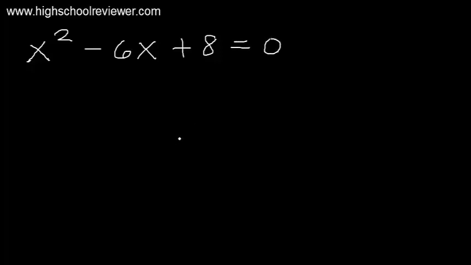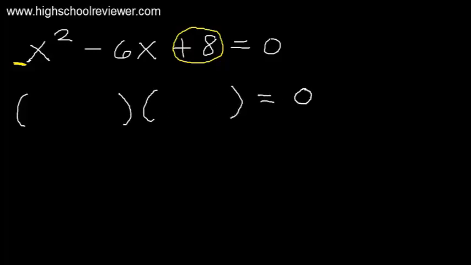To solve this quadratic equation by factoring, first let us find out if there is a numerical coefficient, or number, before x squared. Since there is no number before x squared, we will base our factoring on the last term, which is positive 8. So we are going to have two sets here, and then equate this to 0.